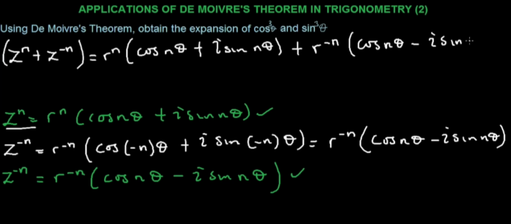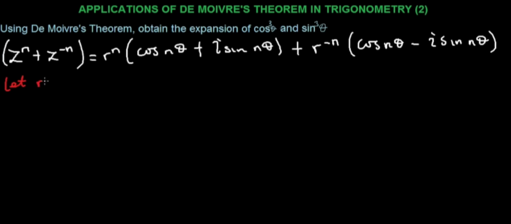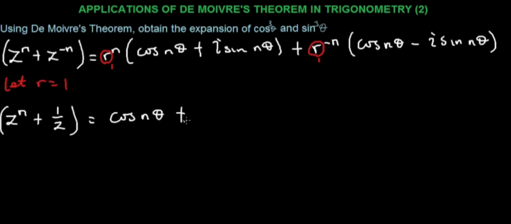Now for this one, this is the addition. So we are trying to prove the general formula we're going to be using for this question. So let r be equal to 1. That means 1 raised to power anything will still be 1, right? So therefore I'll be having my z raised to power n plus z raised to power minus n, which is equal to, since it's now 1, cos n theta plus i sine n theta.